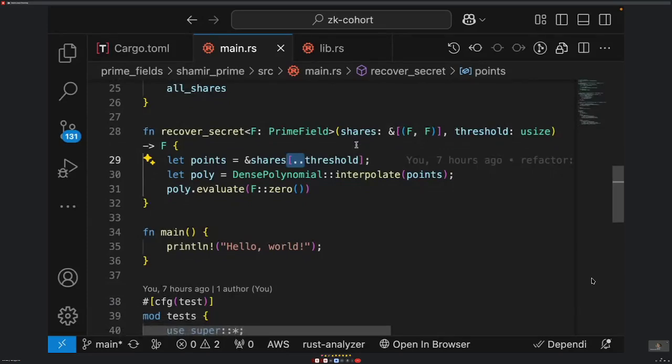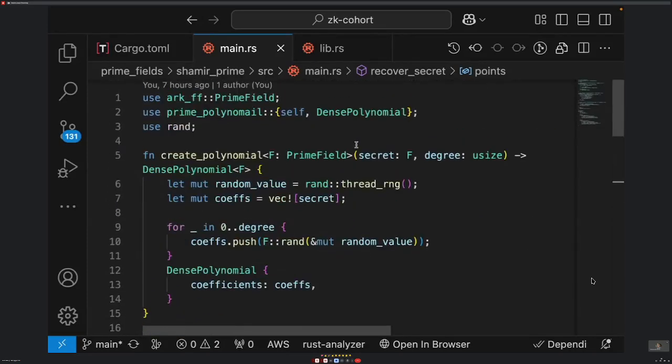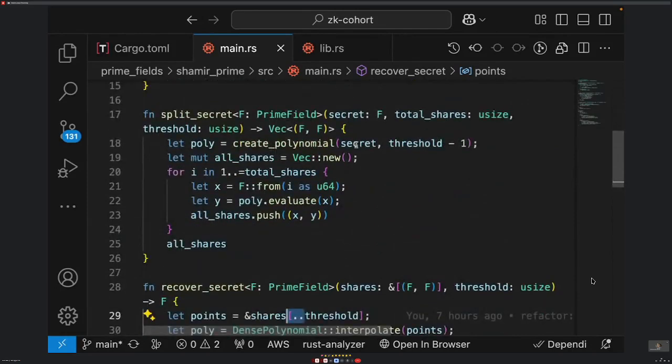Okay, scroll up, sorry. Scroll up to where you're creating your shares. The place where you're creating your shares. Yeah. Okay, all shares, starting at 1. Okay, makes sense.